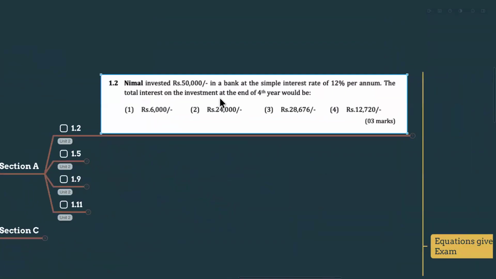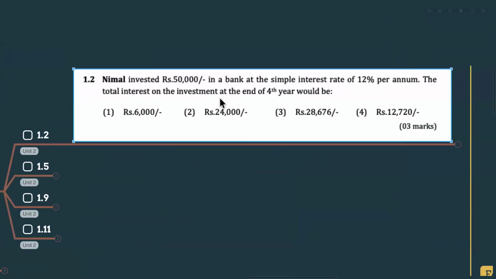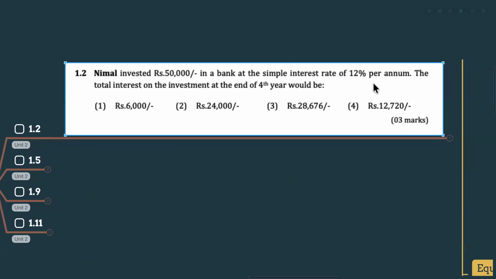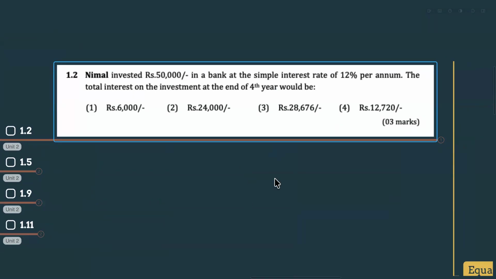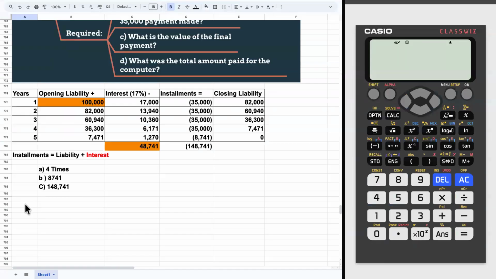Nimal invested rupees 550,000 in a bank at a simple interest rate of 12 percent per annum. The total interest on the investment at the end of the fourth year would be. So they're asking for the total interest, not the final amount of the investment. They're asking for the total interest on the investment at the end of the fourth year. What could be the answer, my dear?